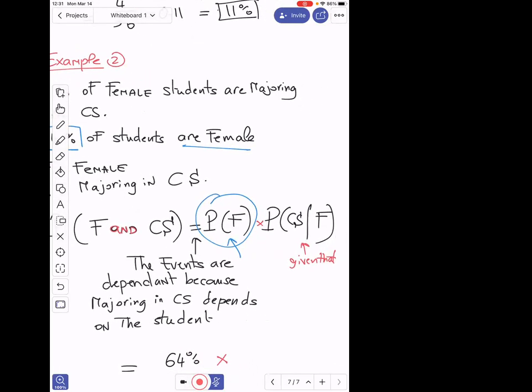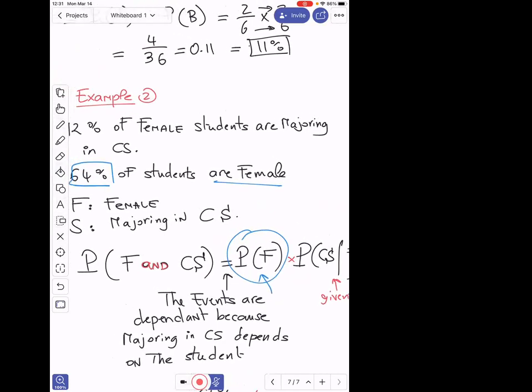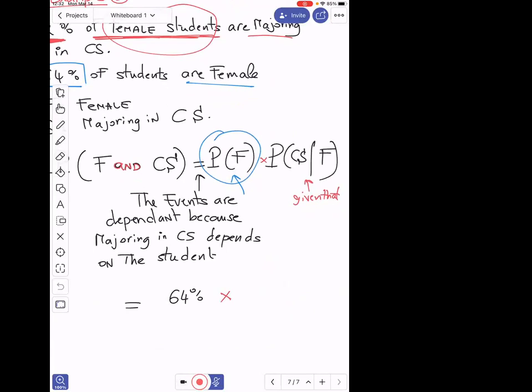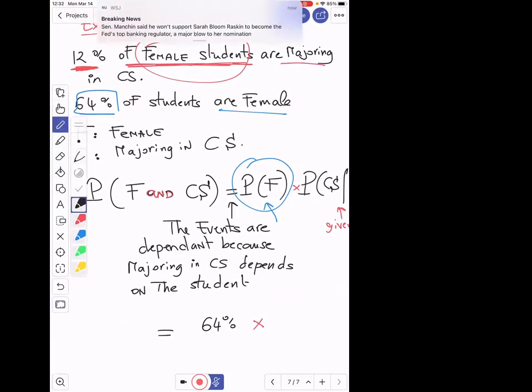Now, the probability of measuring in computer science, given that the student is a female. See here, guys, it says 12% of the female students. So we know that the student is a female here. 12% of female students are measuring in computer science. So the 12% is the probability of measuring in computer science given that the student is a female. The sample here is represented by female students, so we just forget about the male students. So that's times the 12%.